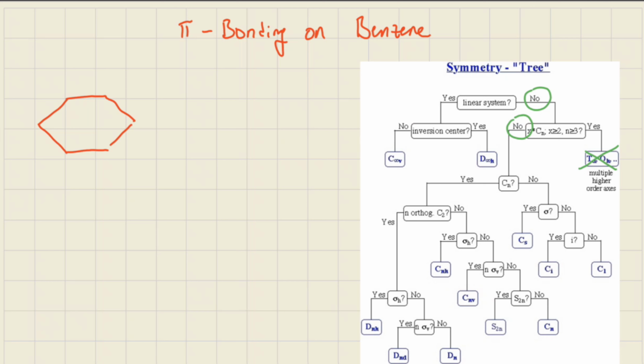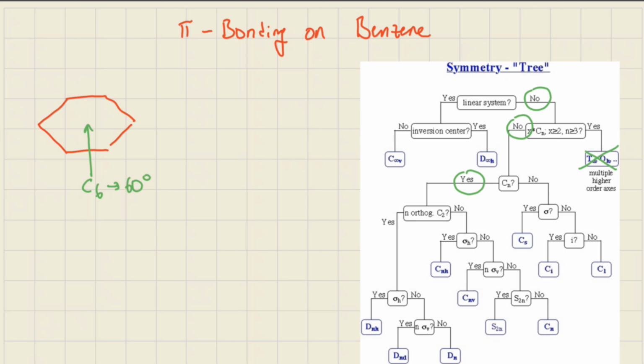Do we have a Cn axis? So we have a Cn here. Actually we have C6, right? Since if you turn it 60 degrees, then the same molecule will be obtained, which is the highest principal rotation axis for us. So we have a C6. So the answer is yes.